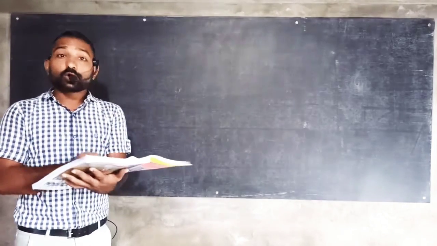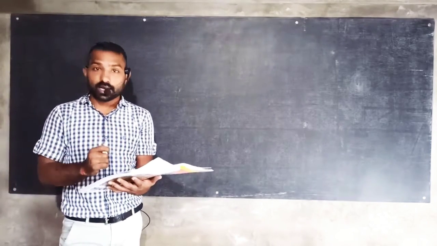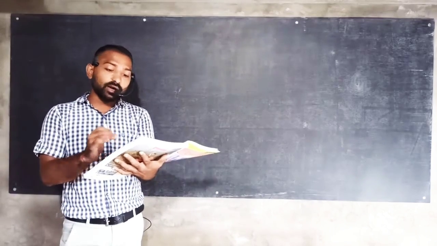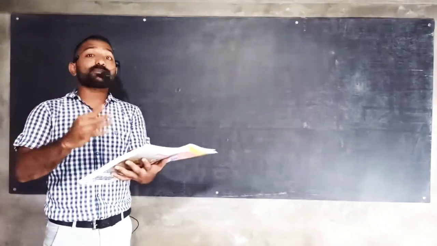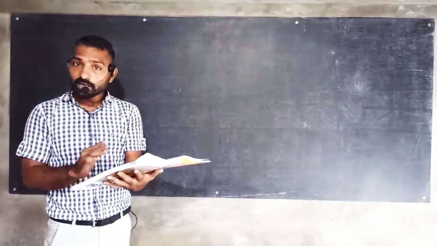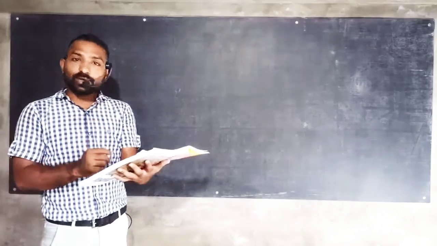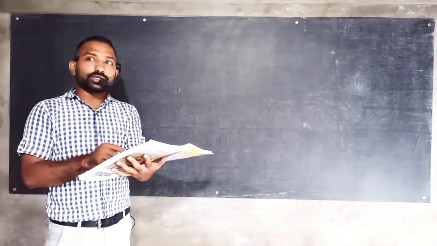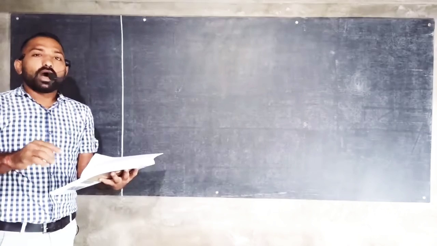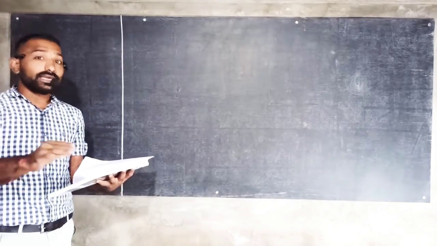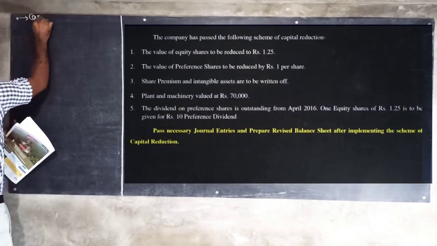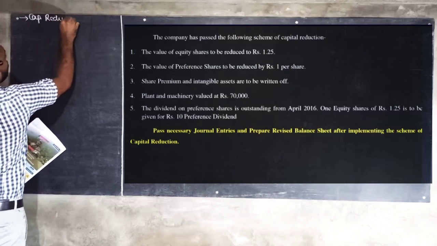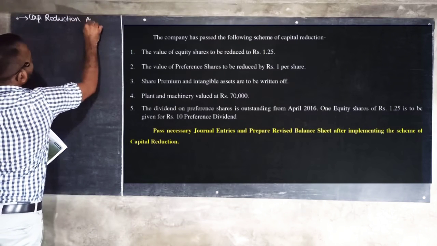What is given? There is some preference dividend which we have to pay. From where is that preference dividend outstanding? From April 2016. So we have 4 years preference dividend outstanding. Clear? So let's start the calculation. So how many steps are there? In steps, first step is calculate capital reduction. So let's start with capital reduction amount.